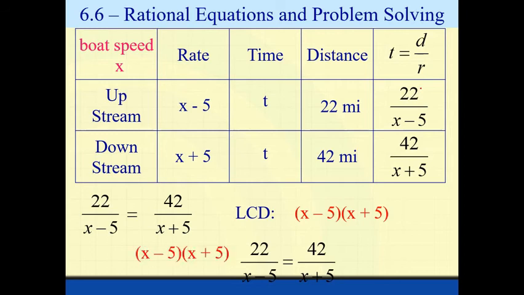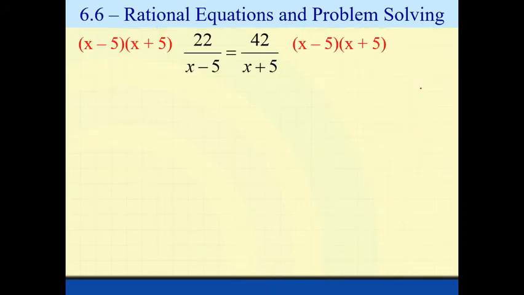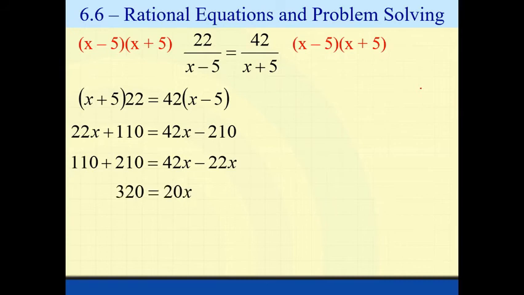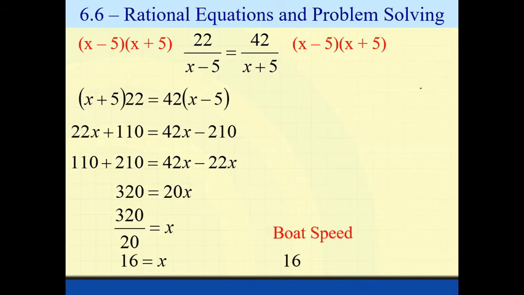So we'll multiply that on both sides. All right, notice that we get to do a lot of canceling. And so we'll have to distribute the 20 through the x plus 5 and the 42 through the x minus 5, okay? We're going to gather up like terms, so we're going to wind up with 320 is equal to 20x. And so what's our x going to be? That's right, our x is going to be 16, so the speed of the boat was 16 miles per hour.